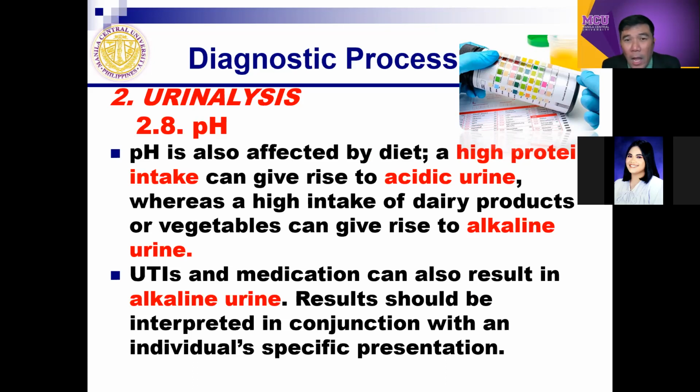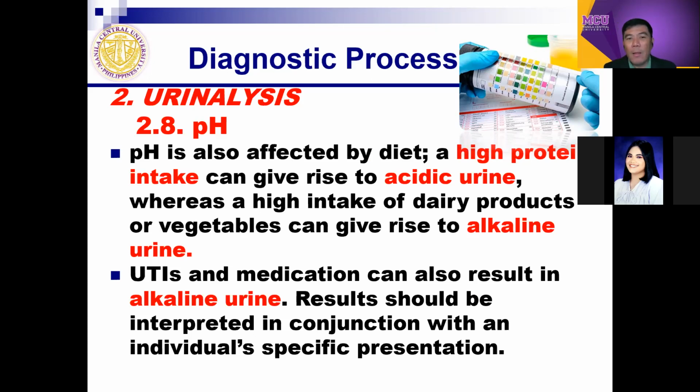Sir, my urine is alkaline, but there are no findings with WBC and nitrites. What could be the cause? So you go back to the diet that can cause alkalinity of urine. If the food you took in is high in vegetables or dairy products, that corresponds to the explanation.